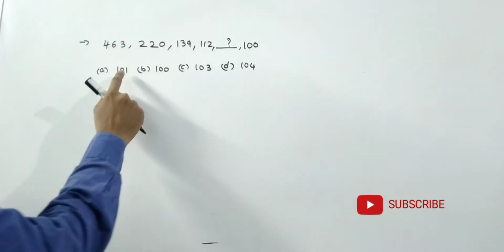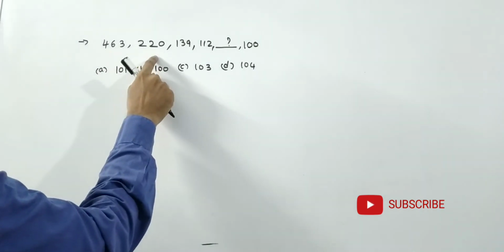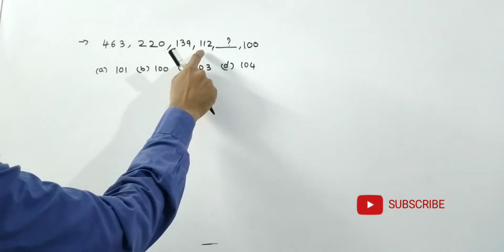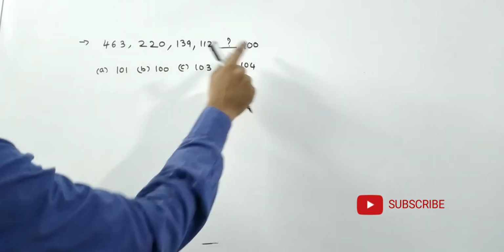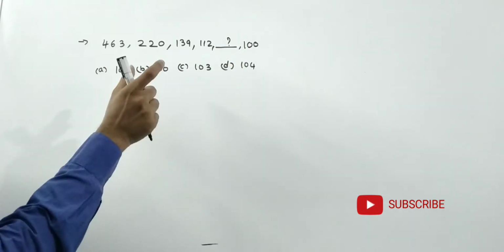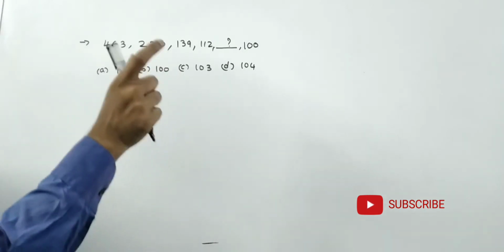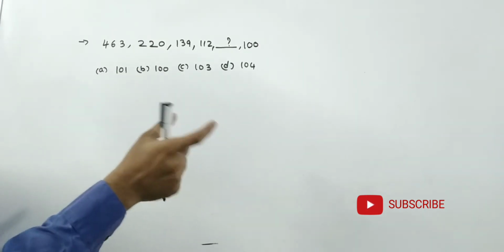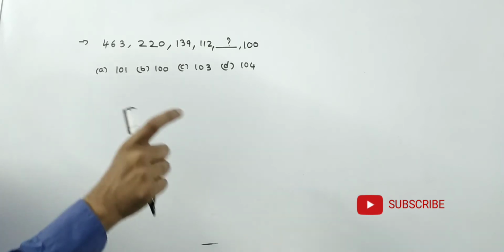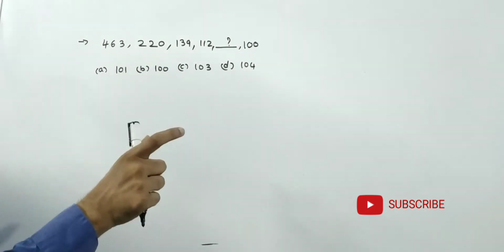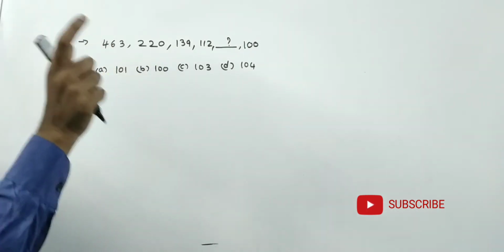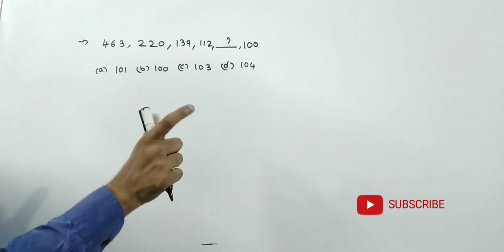See friends, next problem. 463, 220, 139, 112 dash 100. See friends, here somewhat big numbers are there. Whenever big numbers are there, definitely there may be a simple logic. Don't fear by seeing the big numbers. If he has given big numbers, definitely there may be a simple logic only. You just find the difference.